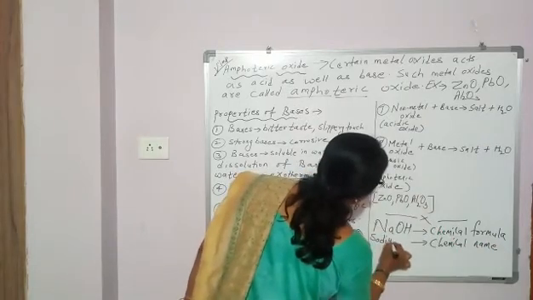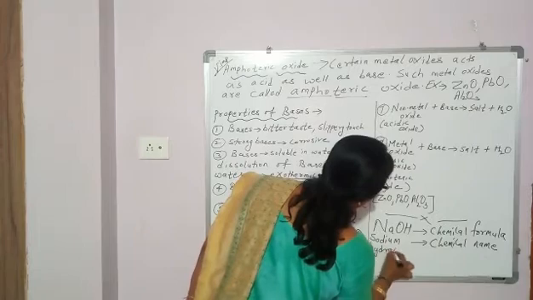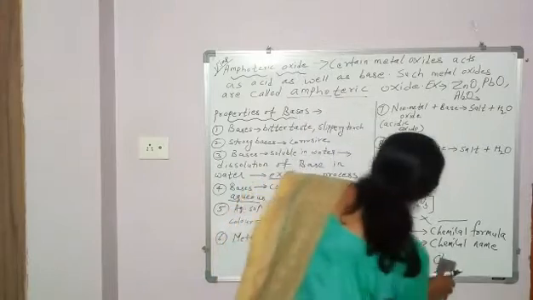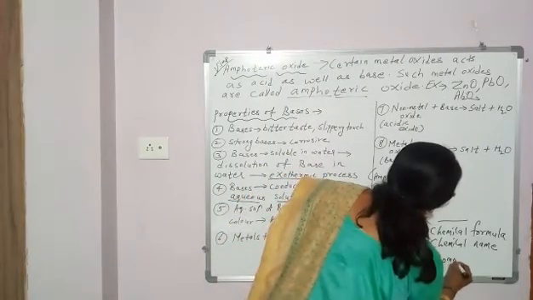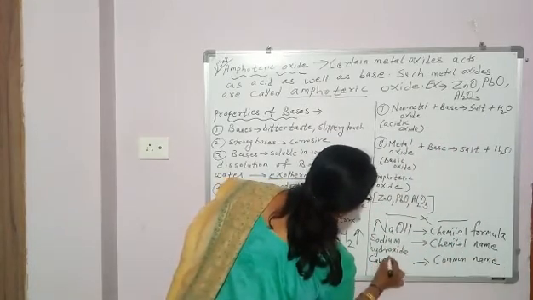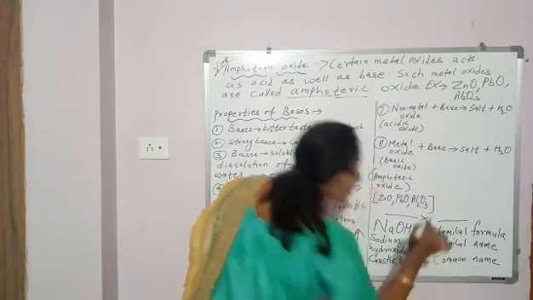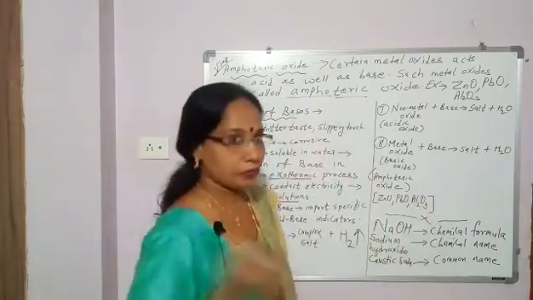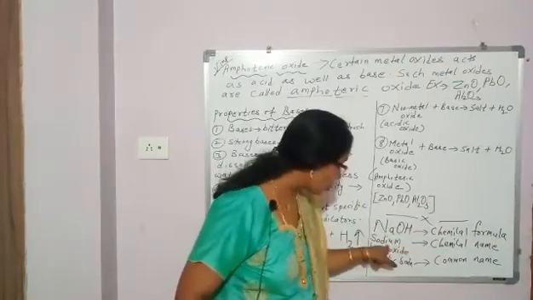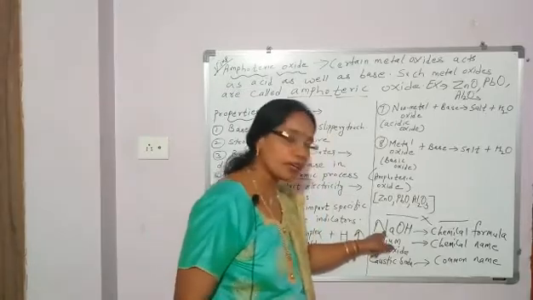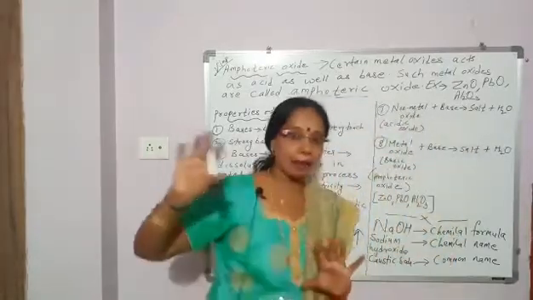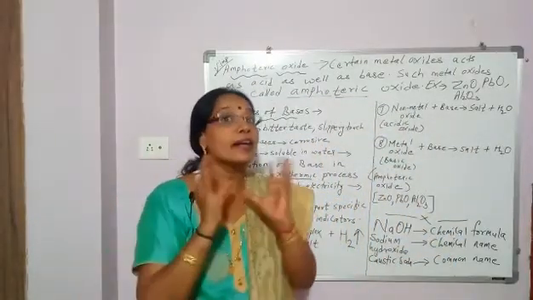Now, what is chemical name? Sodium hydroxide. Next, what is common name? Caustic soda. Caustic potash is KOH. So NaOH, this is chemical formula. What is chemical name of NaOH? Sodium hydroxide. What is common name of NaOH? Caustic soda. Okay. Now, this NaOH in the lab is present in the solid form.